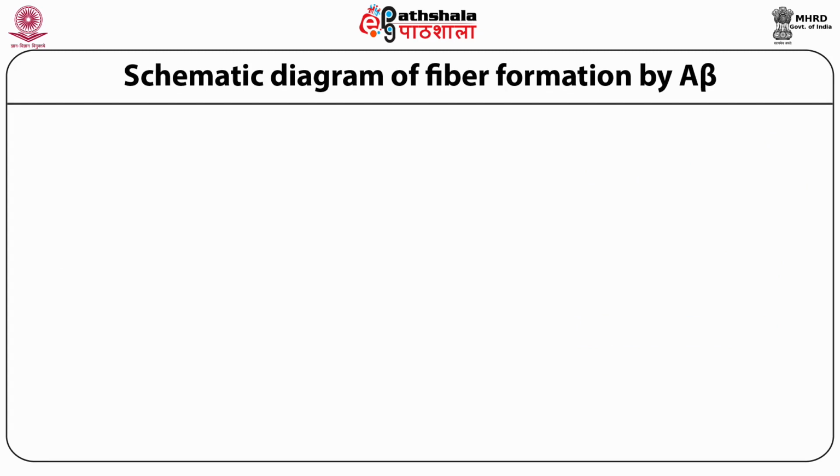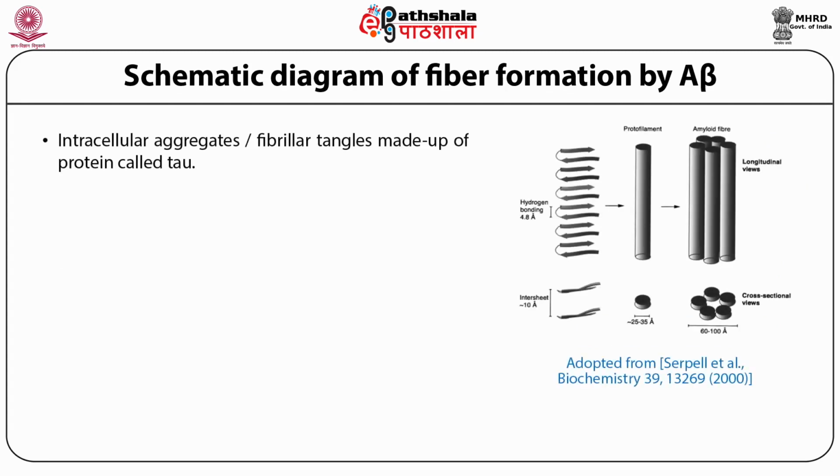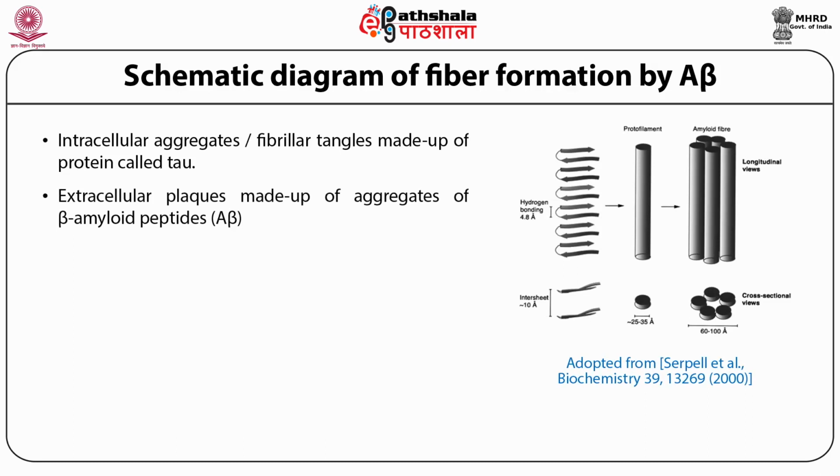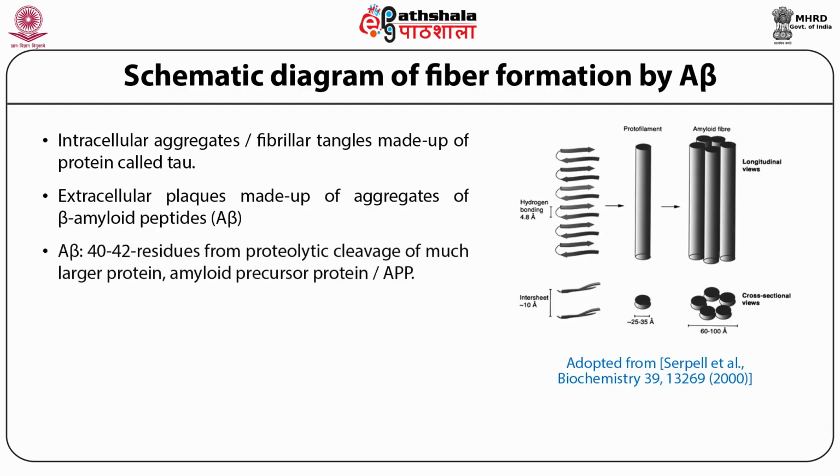Here I am again describing the amyloid fiber formation. The intracellular aggregates are fiber tangles made up of a protein called tau. The extracellular plaques are made up of aggregates of beta amyloid polypeptides, which we generally call Aβ. Aβ polypeptides generally have 40 to 42 amino acids, and result from the proteolytic cleavage of a much larger polypeptide, which we talked about, amyloid precursor protein.